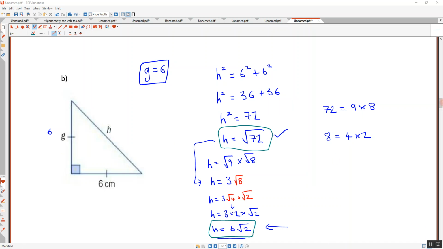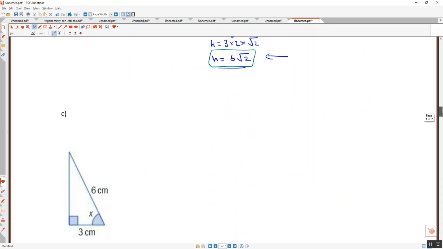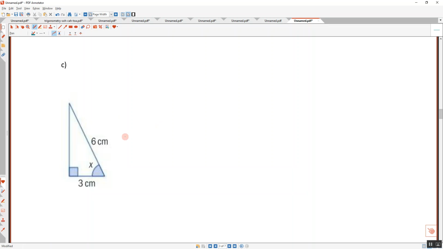Okay, so moving on. Same drill. Here's our angle, so this is our opposite. Here's the right angle, this is the hypotenuse, and this is the adjacent.